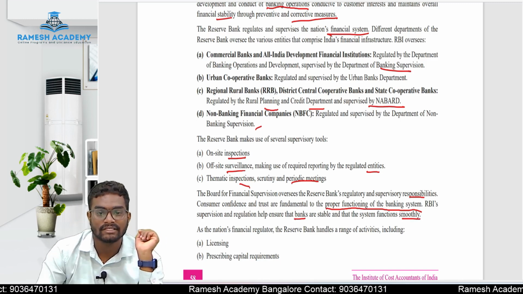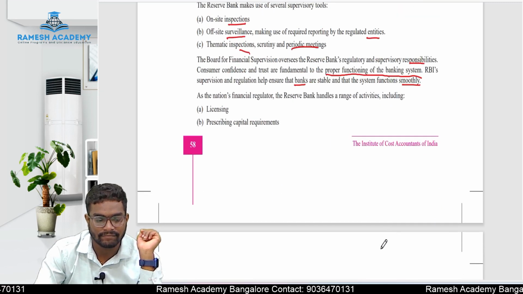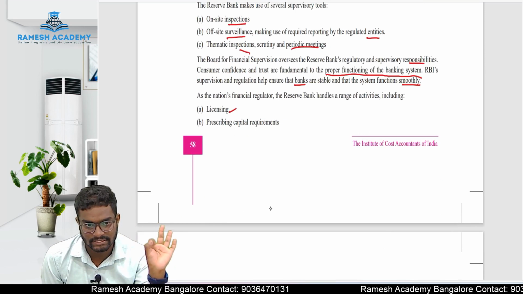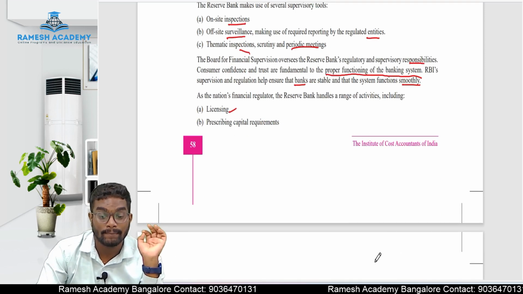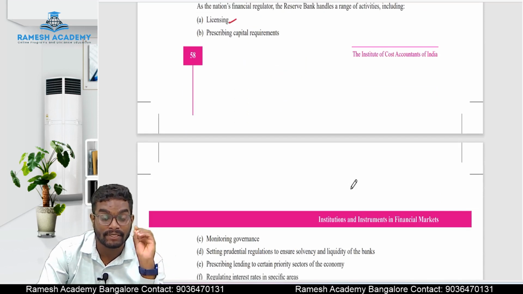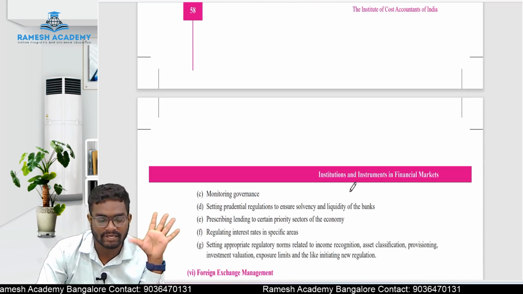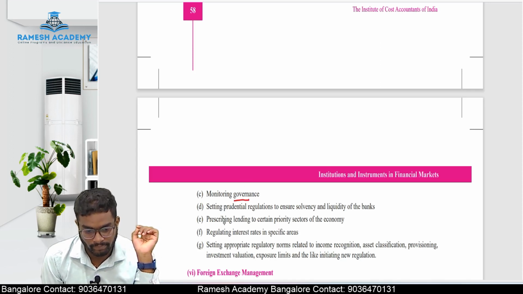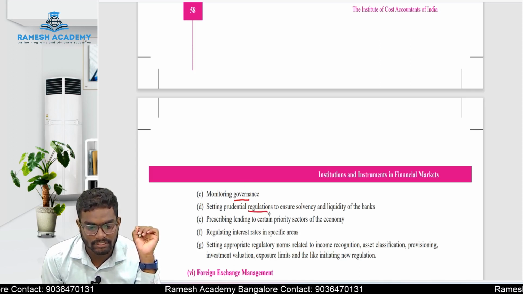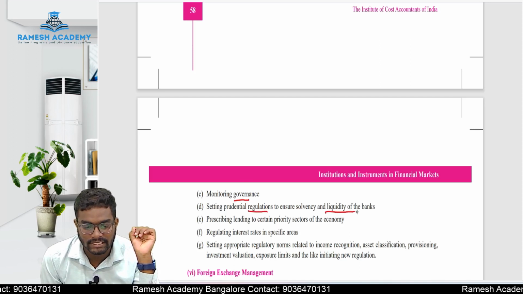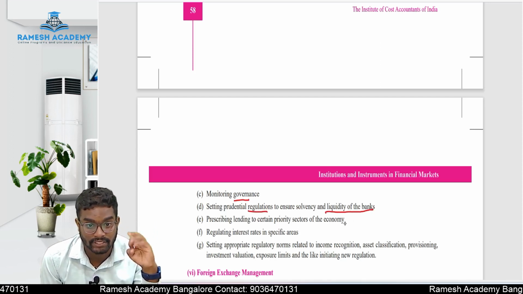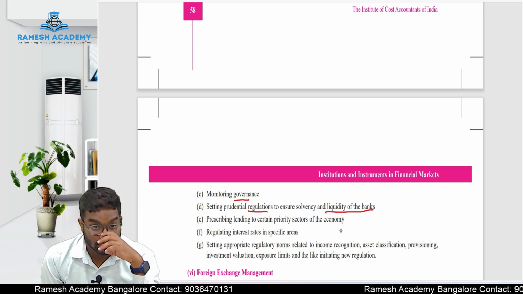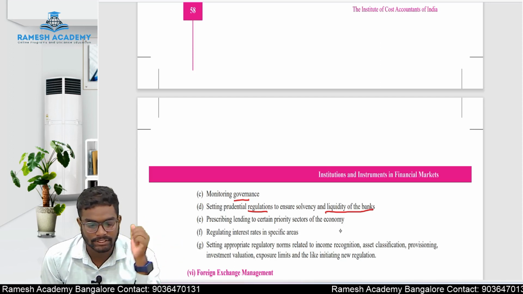As the nation's financial regulator, RBI has the following activities. First, as I told, licensing. Every banking license is issued by RBI, prescribing the capital requirements. What should be the minimum capital to start a bank or an NBFC? Monitoring governance. What is governance? Setting prudential regulations to ensure solvency and liquidity of the bank. So they will have the prudential regulations. What if the bank goes down or incurs losses on a continued basis?